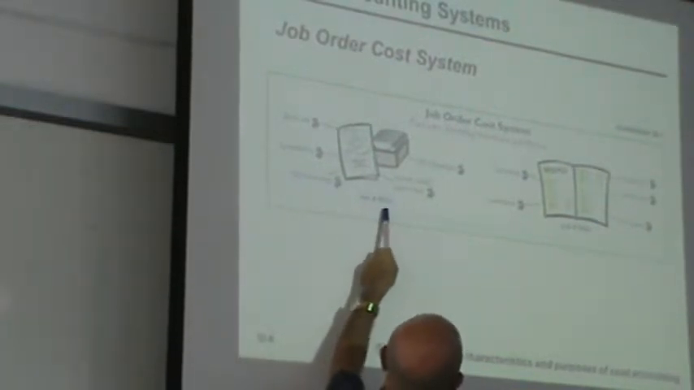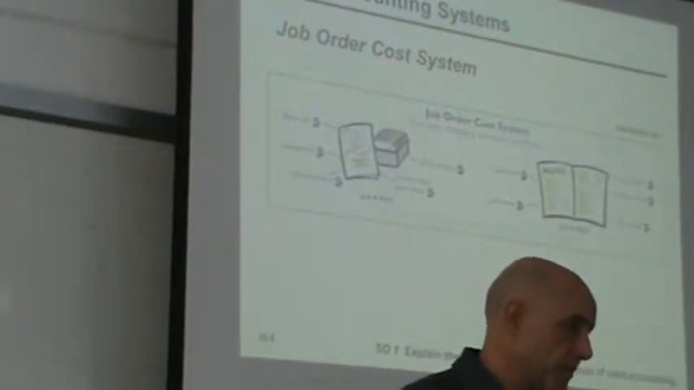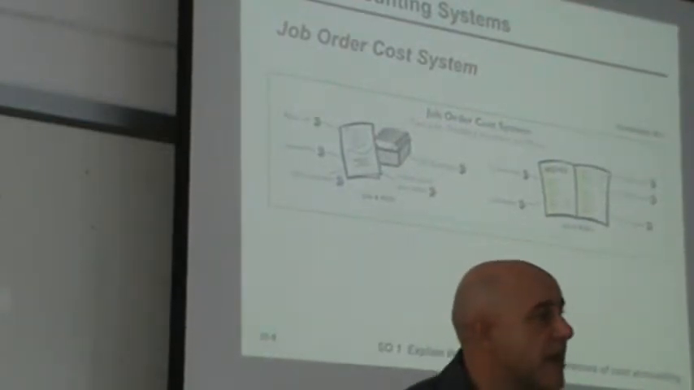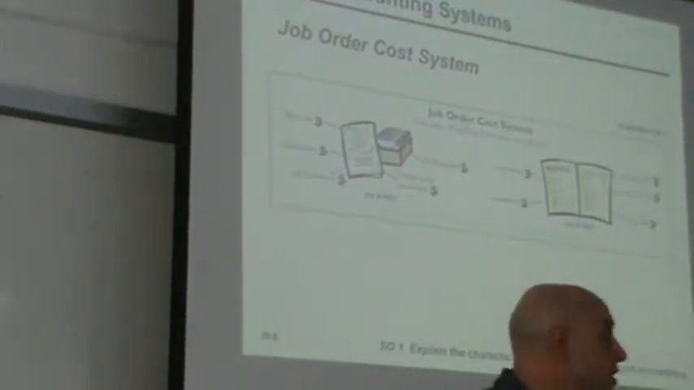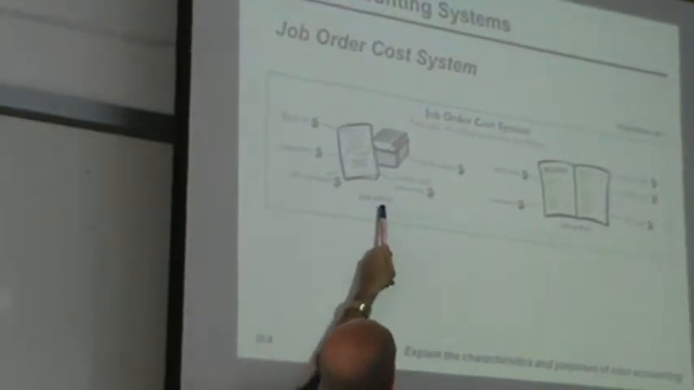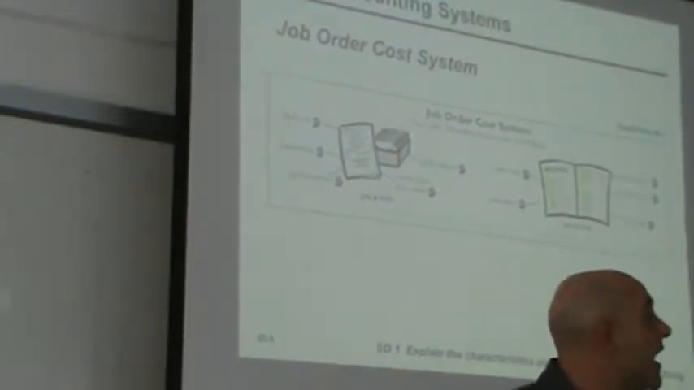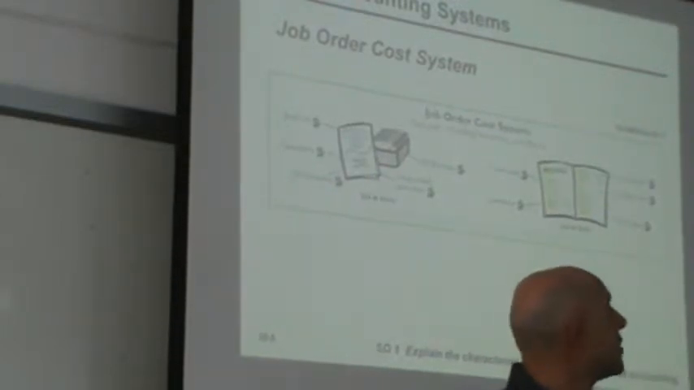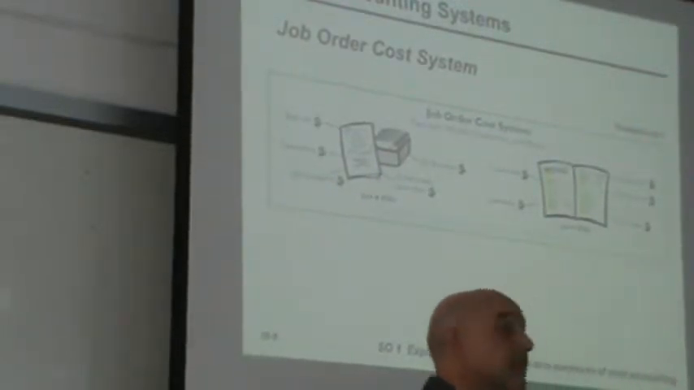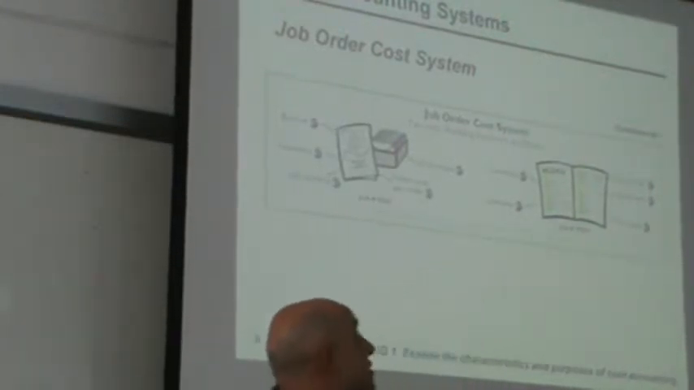Jobs will usually have a number. In accounting, you're not going to say job accounting textbook, job mathematics textbook. You're just going to say job 9501. The next job is going to be 9502. The next one is 9504. Or job 001.